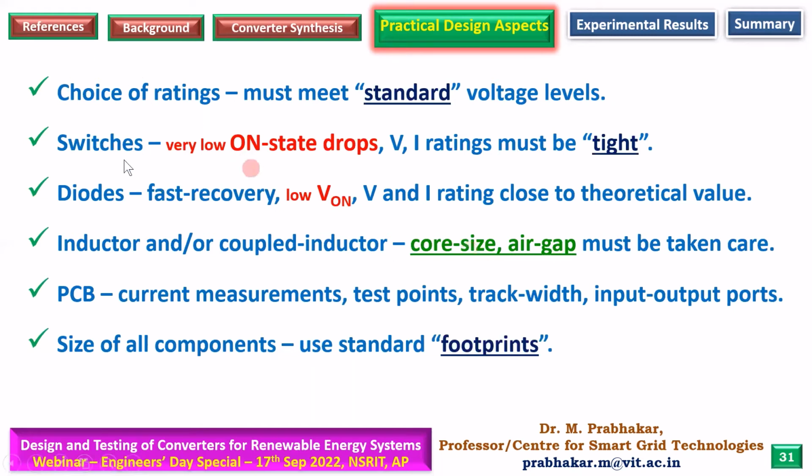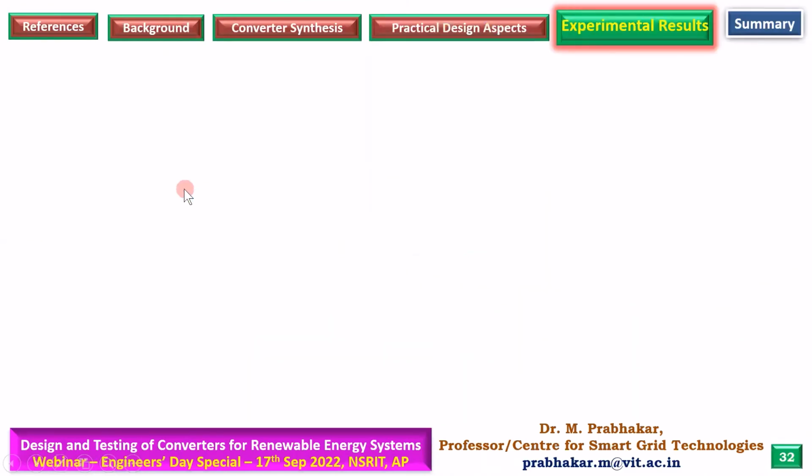That's the first thing. Second thing is when you choose switches with very low on-state voltage drop so that your converter, the one which you fabricate, will be more efficient, and then the voltage and current ratings must be tight. For instance, you theoretically compute and the switch rating is 48 volt. Take a switch which is going to be at 60 volt or 100 volts. Don't take 600 volt switch. Then the cost is going to be more. So that is called as tight voltage rating and current rating. Similarly, same thing is true with the diode.